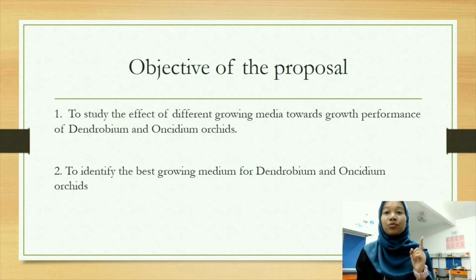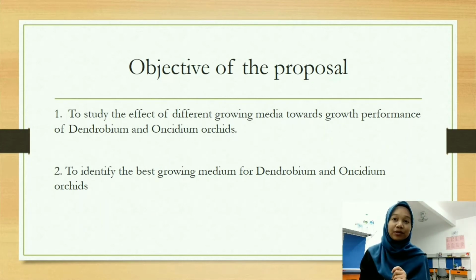The objectives of the proposal are: 1. To study the effectiveness of different growing media towards growth performance of dendrobium and oncidium orchids. Second is to identify the best growing medium for dendrobium and oncidium orchids.